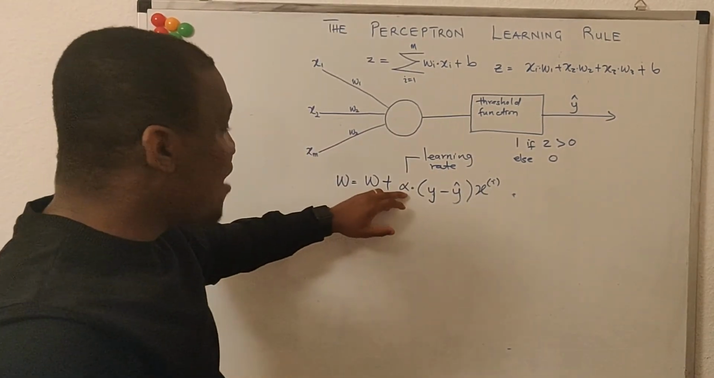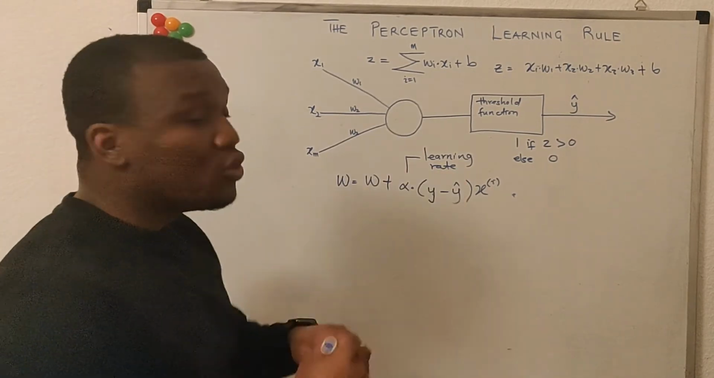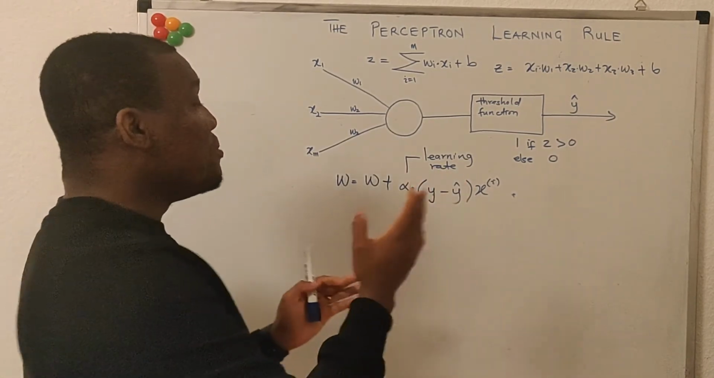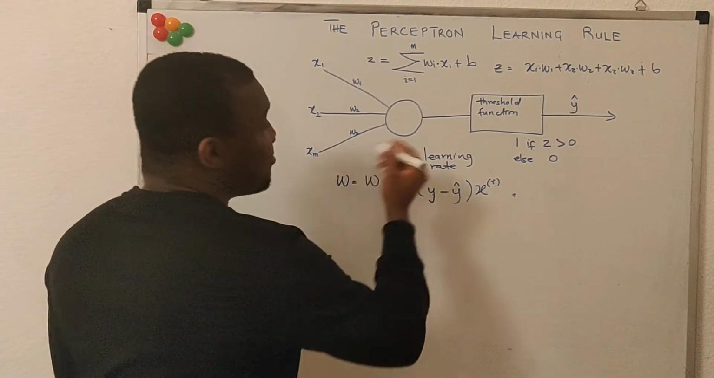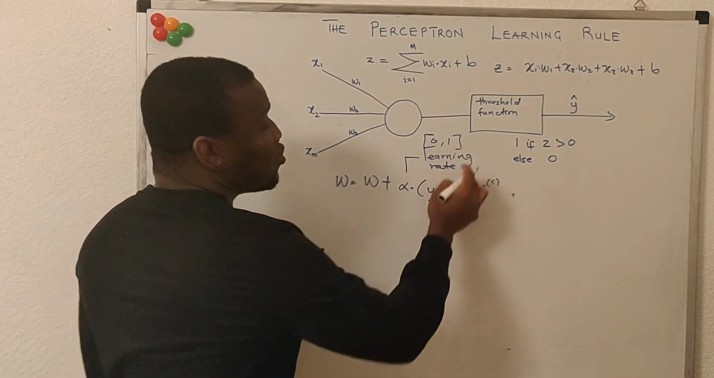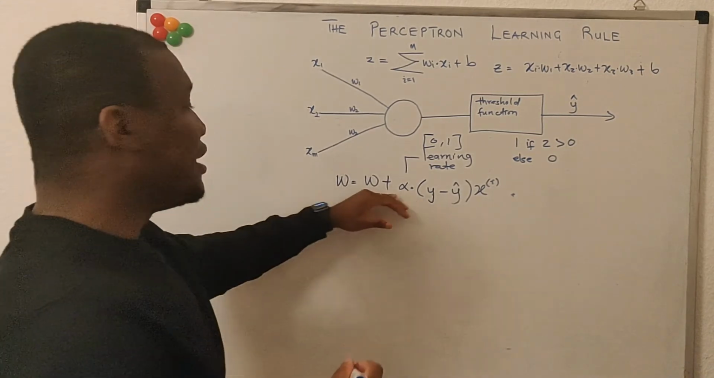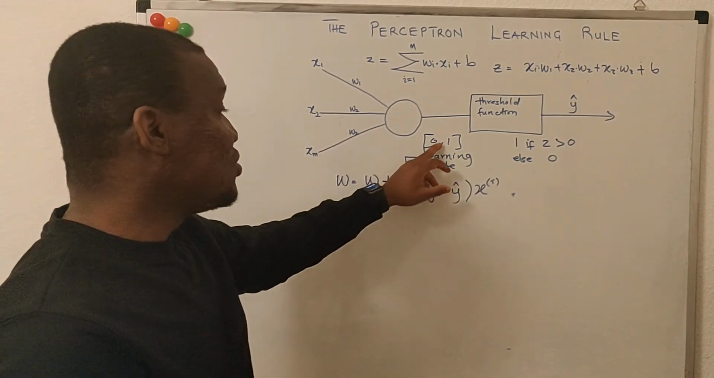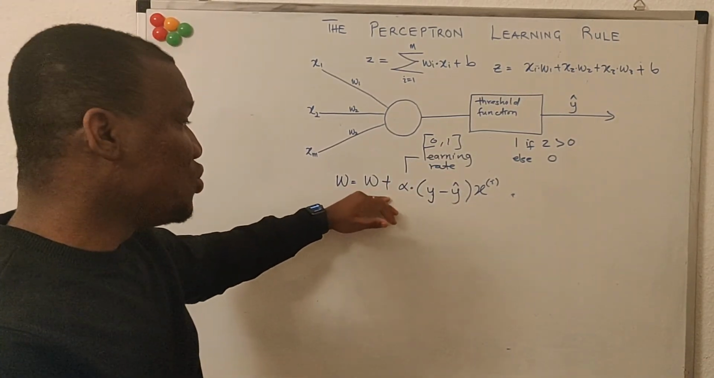So this alpha, also known as the learning rate, controls the rate at which we make changes to W, because it's a number between 0 and 1. So the closer it is to 1, the more frequent updates we do to W, and the closer it is to 0, the less frequent updates we do to W.